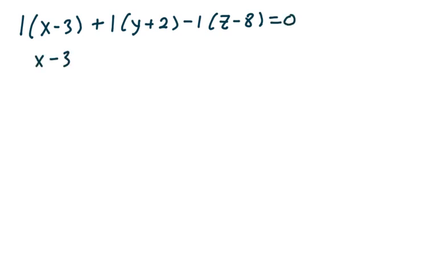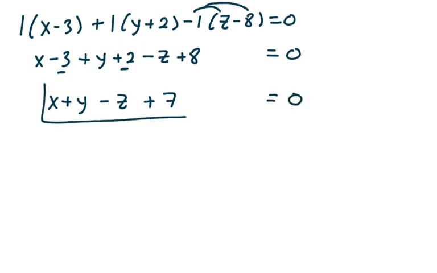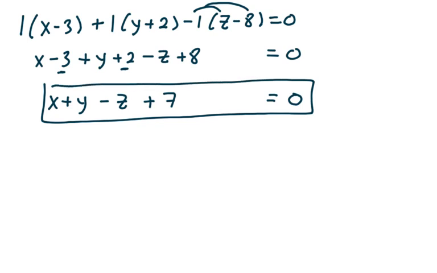So x minus 3 plus y plus 2, and then distributing the -1 inside, I'm going to say minus z plus 8 equals 0. So x plus y minus z, and then -3 plus 2 is -1, -1 plus 8 is 7. So x plus y minus z plus 7 equals 0. And that's how example 3 works.